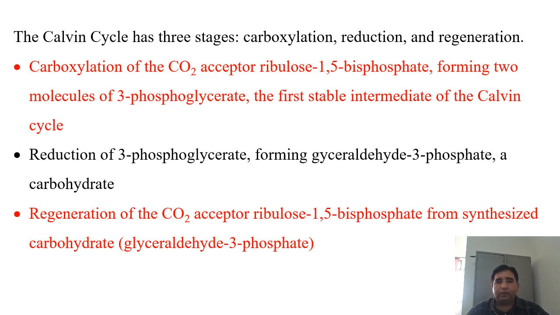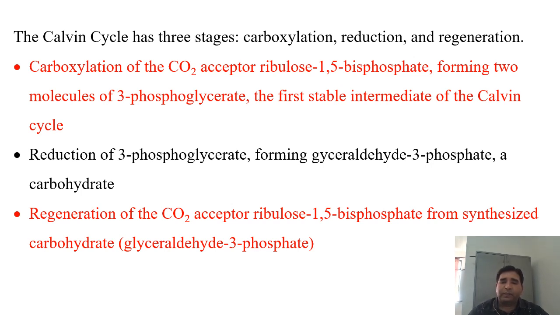The whole process has three steps. One is carboxylation of the CO2 acceptor ribulose 1,5-bisphosphate, forming two molecules of 3-phosphoglycerate, the first stable intermediate of the Calvin cycle. In the second step, reduction of 3-phosphoglycerate forming glyceraldehyde 3-phosphate, which is a carbohydrate. And the third step, regeneration of the CO2 acceptor, ribulose 1,5-bisphosphate, from the synthesized carbohydrate, glyceraldehyde 3-phosphate.